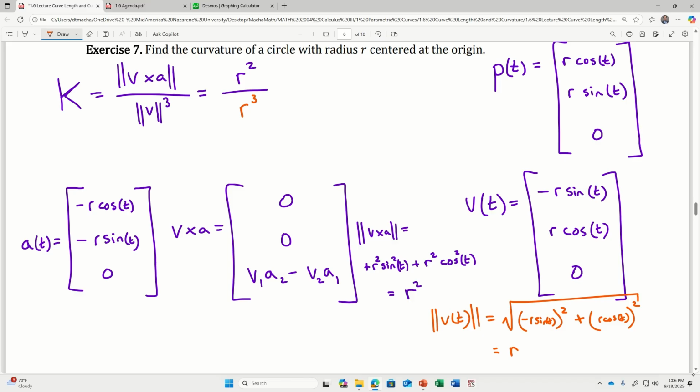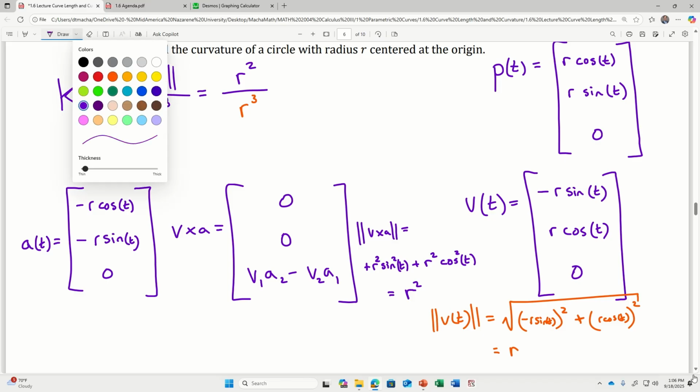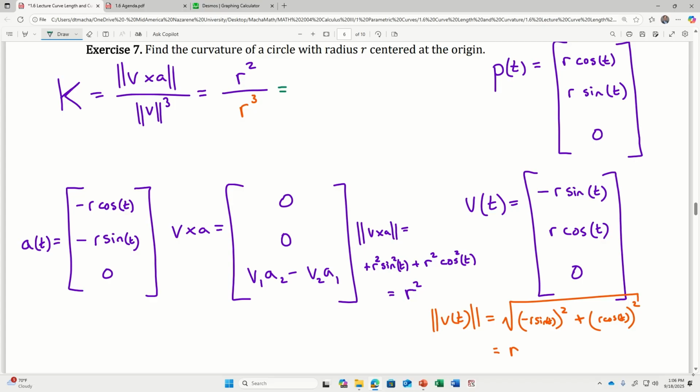What is r squared divided by r cubed? 1 over r. So the curvature of a circle with radius r is 1 divided by r. So these are reciprocals of one another. If the radius of the circle gets bigger, the curvature goes down. If the radius of the circle gets smaller, then the curvature goes up.